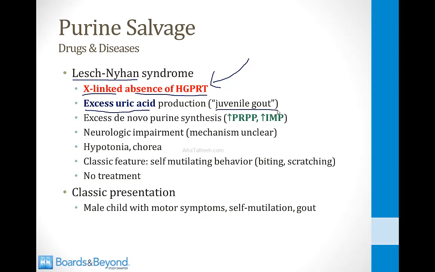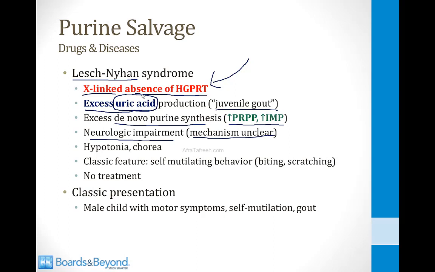In addition, because you cannot salvage purines, the de novo purine synthesis pathway ramps up. So these children have very high levels of PRPP and IMP in their systems. There's also a neurologic impairment that goes along with this disease. The mechanism is unclear. It's hypothesized that the high levels of uric acid lead to the neuro impairment, but this has never been shown with certainty.